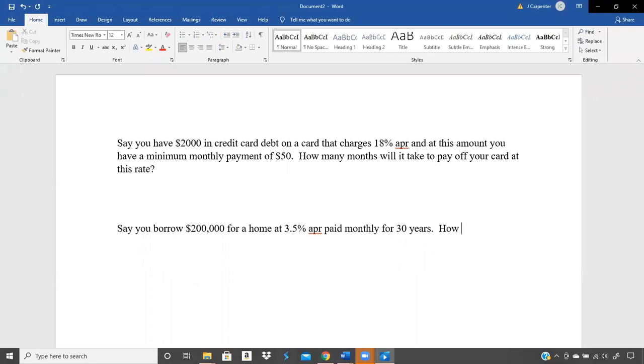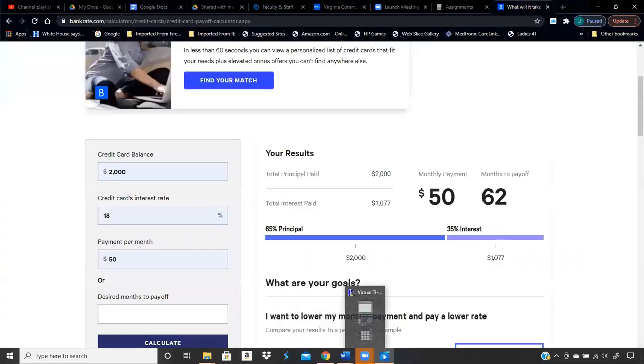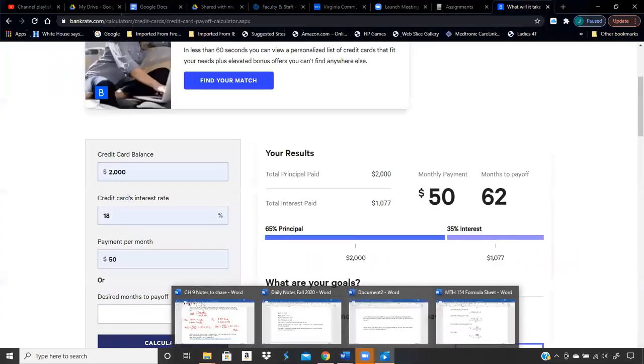I'm going to ask, how much interest do you pay back? Your monthly payment is, and I'm going to go to a website to do this real quick, or I could use that formula sheet to calculate it. I've given you enough information.